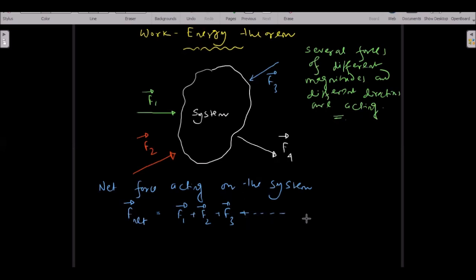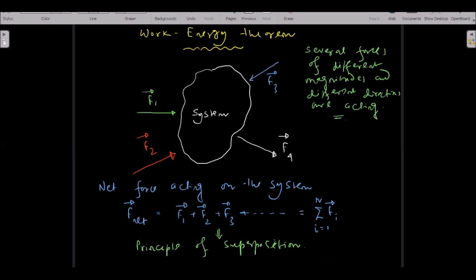So this quantity I can write as the summation of Fi vector. We can take the summation of i equal to 1 to n. Okay. Remember, this way of getting the net force as the vector sum of all the individual forces is known as the principle of superposition.